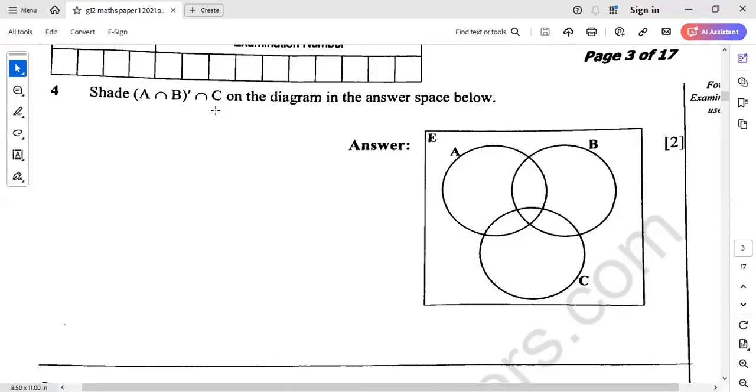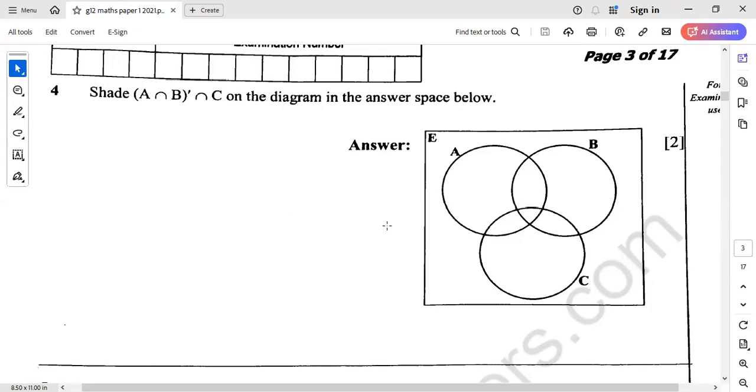Now, if you have challenges in terms of shading, what you can do is this. You can work on these individually. That means you work on A intersection B, then you find its complement, then you find its intersection with C, so that whatever elements are in that set, that's what you'll be shading on this diagram.